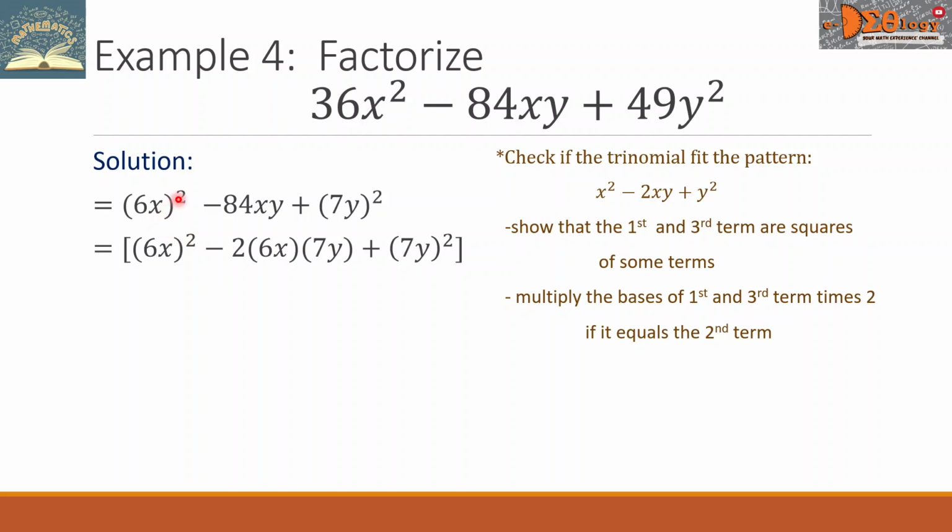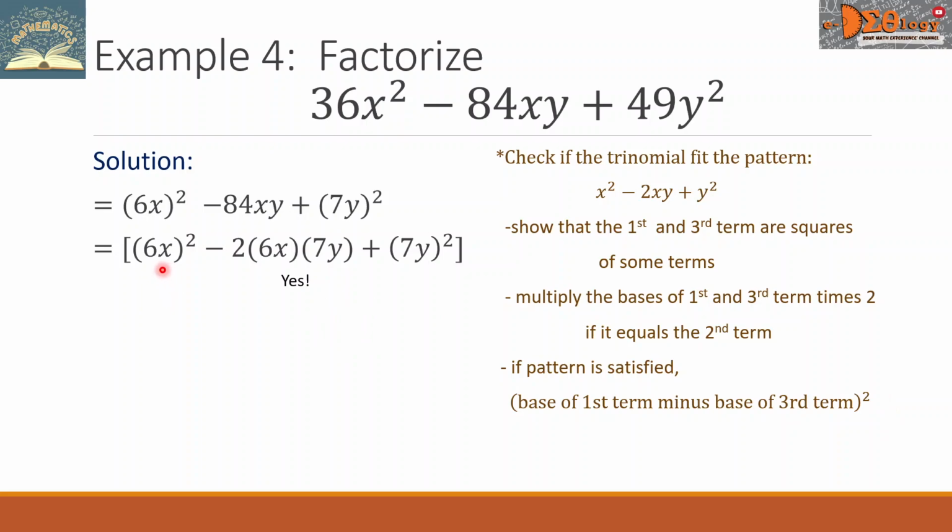So the base of the first term is 6x, we write it here. The base of the third term is 7y, and it is here, then times 2. Now, we're going to simplify 2 times 6x and 7y, to see if it equals 84xy. And the answer is yes. If the pattern is satisfied, we will now write our factors, and that is the base of the first term minus the base of the third term, that is squared.